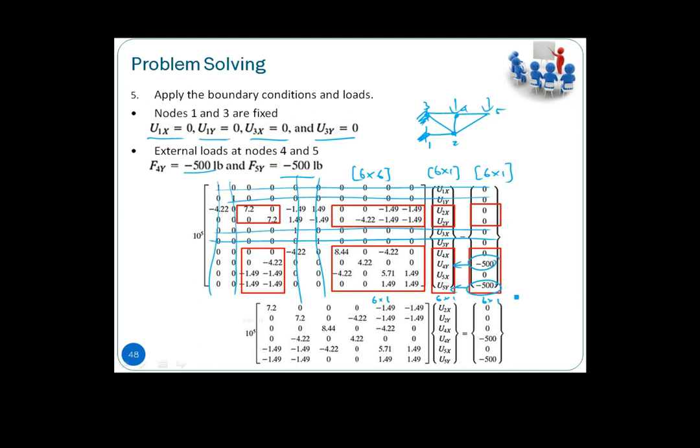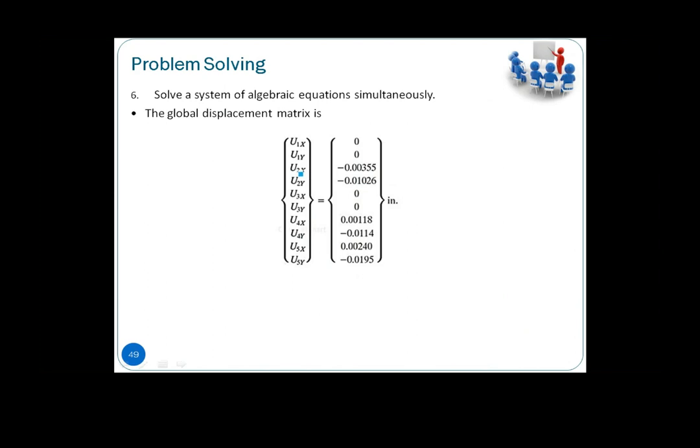So if we send this to a solver, referring to MATLAB, Excel, or whatever iterative methods, then you will determine our U2x, U2y, 4x, 4y, 5x, 5y, correct? But as we know, 1x, 1y is equal to 0 because it's at the support, and 3x, 3y also equal to 0. So that gives us the so-called global displacement matrix that we have determined through these global matrix equations. When we solve it, we get this.